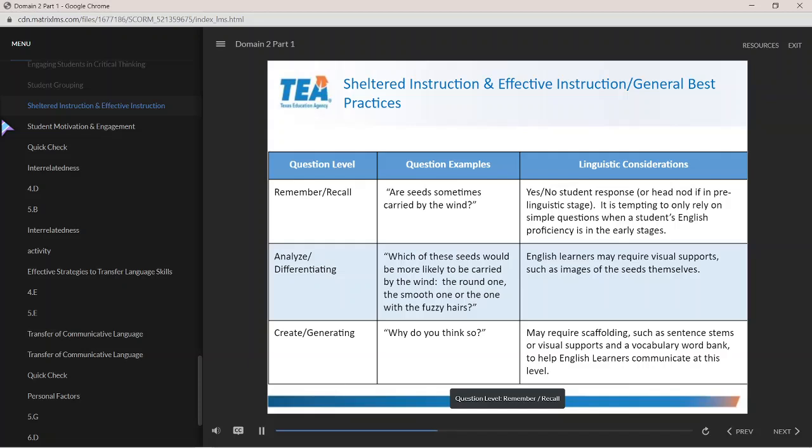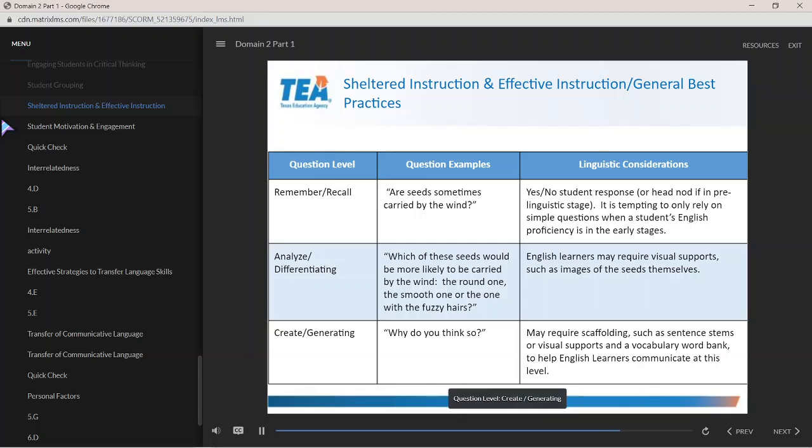Question level: remember, recall. Question: are seeds sometimes carried by the wind? Linguistic consideration: yes/no student response, or head nod if in prelinguistic stage. It is tempting to rely only on these types of simple questions when a student's English proficiency is in the early stages. Question level: analyze, differentiating. Question: which of these seeds would be more likely to be carried by the wind? The round one, the smooth one, or the one with the fuzzy hairs? Linguistic considerations: English learners may require visual supports such as images of the seeds themselves.